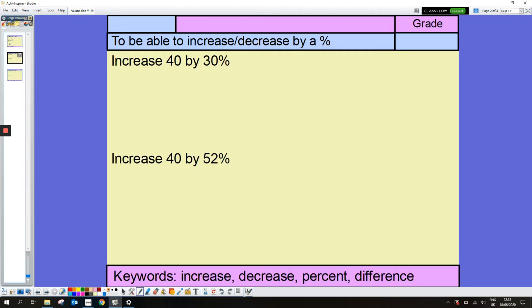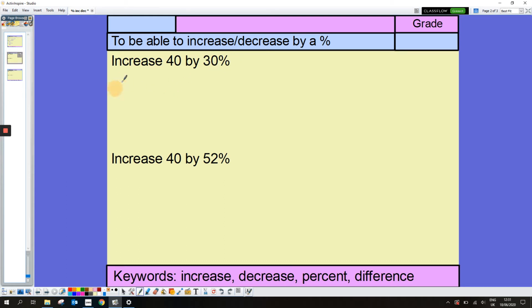are to increase. Increase means I'm going to add on. So it could be that a product has become more expensive to produce, so therefore the price has to increase. My first question says increase 40 by 30%. So I first need to find 30%.